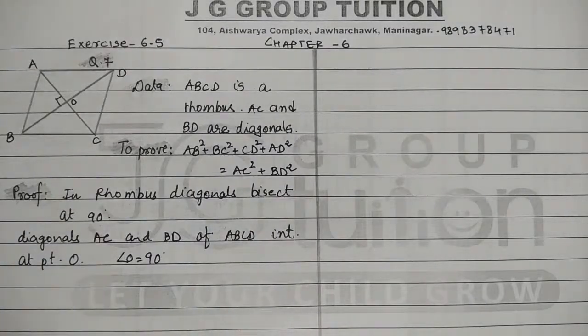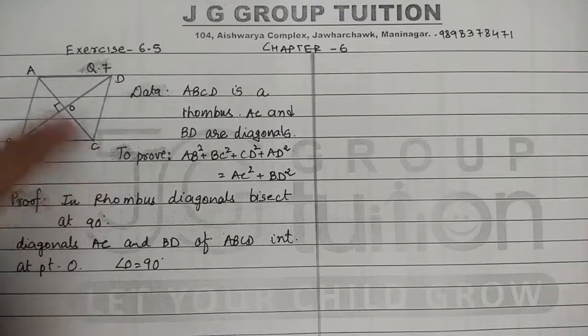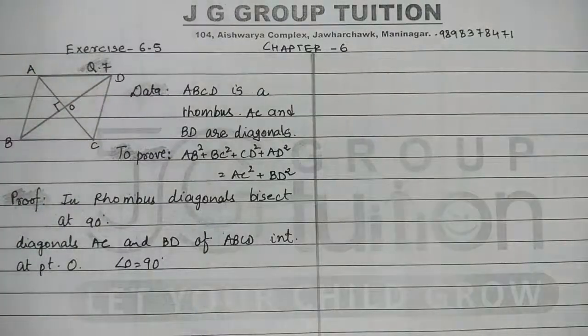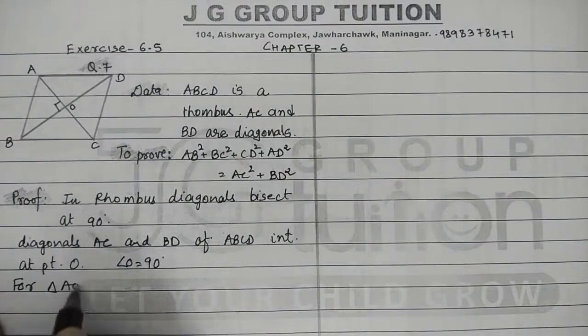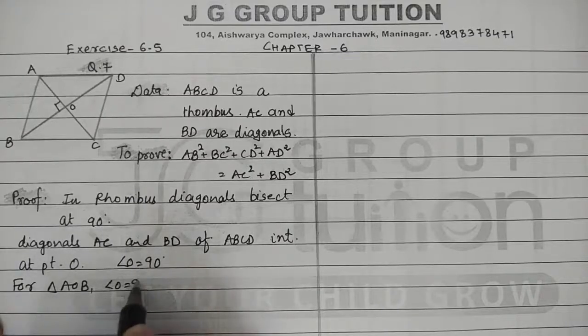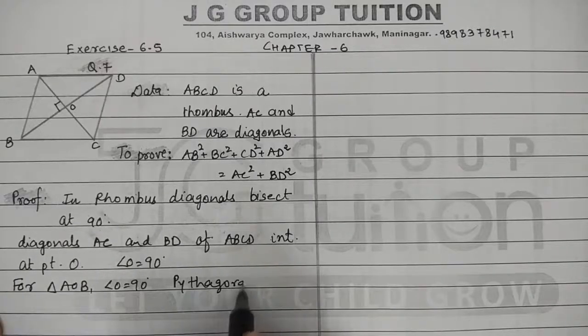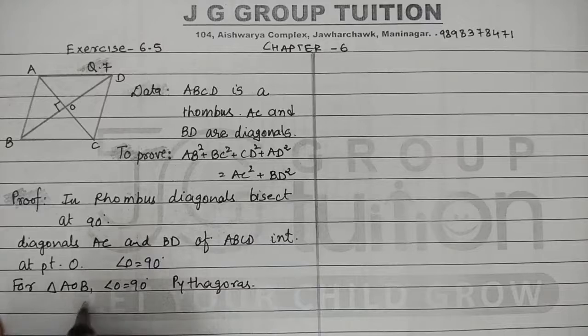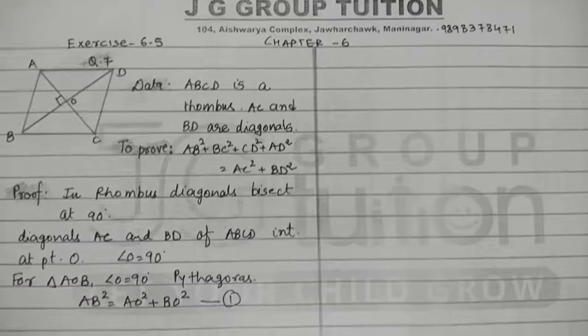So if you observe this diagram very carefully, you can see that AOB forms a right angle, same for BOC, COD and AOD. So let us go for that. Now for triangle AOB, as I mentioned, angle O is a right angle. I'll use Pythagoras. So we know the Pythagoras theorem, square of the hypotenuse is equal to the sum of the squares of the other two sides. This is what I obtained. Let us continue with that.